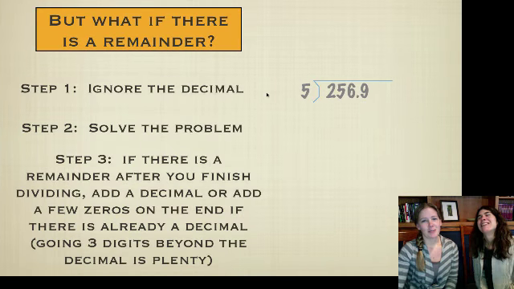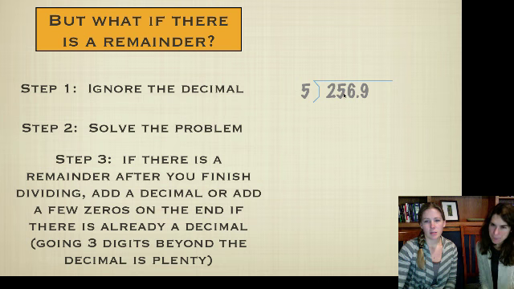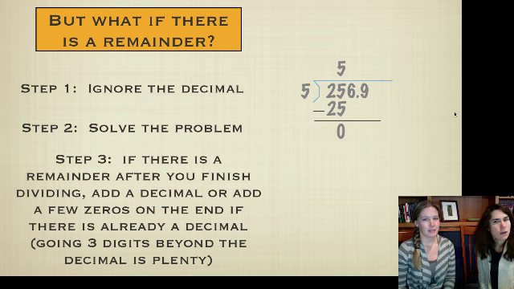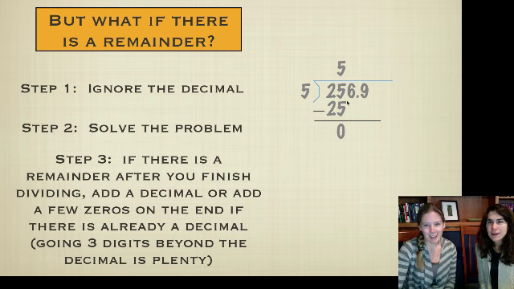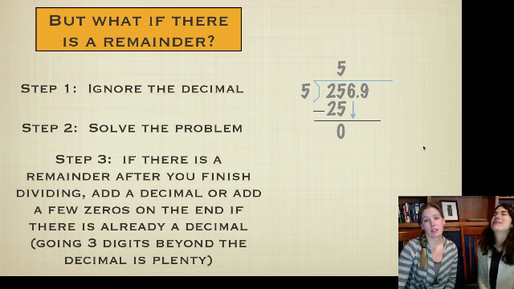Okay, so step 1, ignore the decimal. So how many times does 5 go into 25? My goodness, it's perfect. 5 goes into 25 5 times. And I subtract and have 0. Can I stop? No. I still have the rest of this. So even though it looks like I have 0, I divided, multiplied, subtracted. We still have to bring down. I still have to bring down.